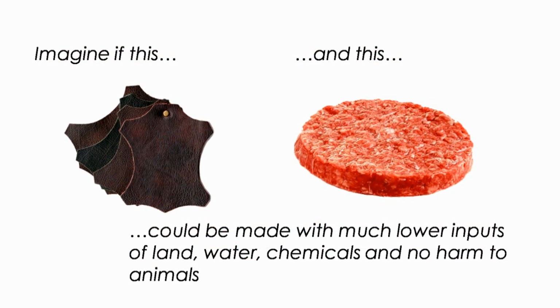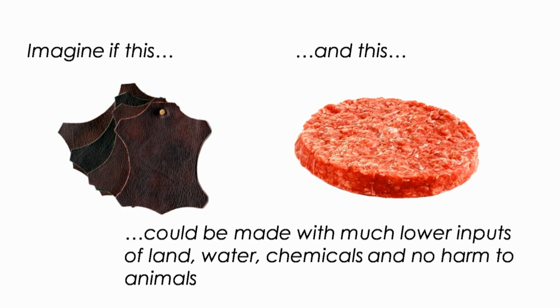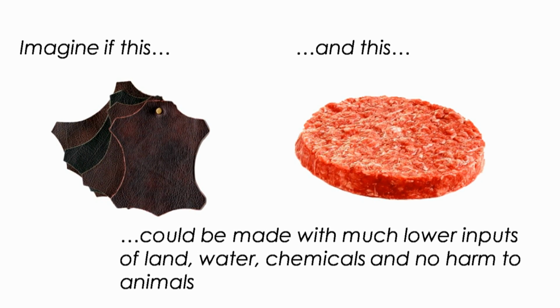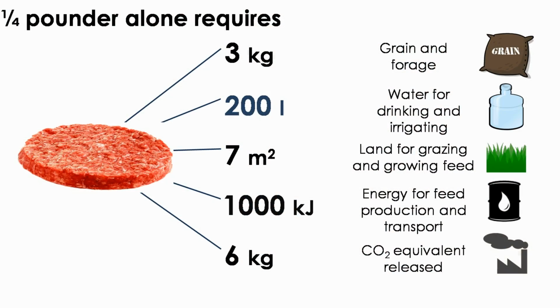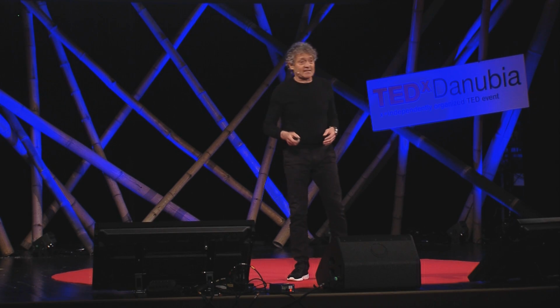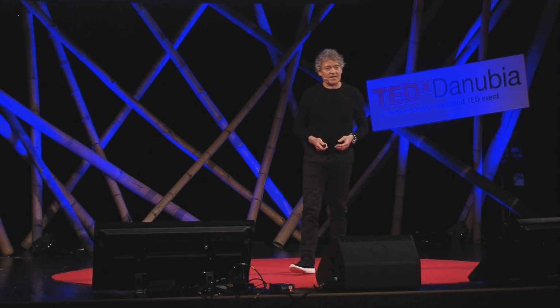So imagine if leather and meat could be built, could be produced without killing animals, with much less use of resources. That would be fantastic. Did you know that just a quarter pounder, a roughly 100-gram hamburger, requires this input of resources? It's just insane. It's using 200 liters of water just to gobble up this little piece of burger. Not talking about the greenhouse gases that are being released in the process.